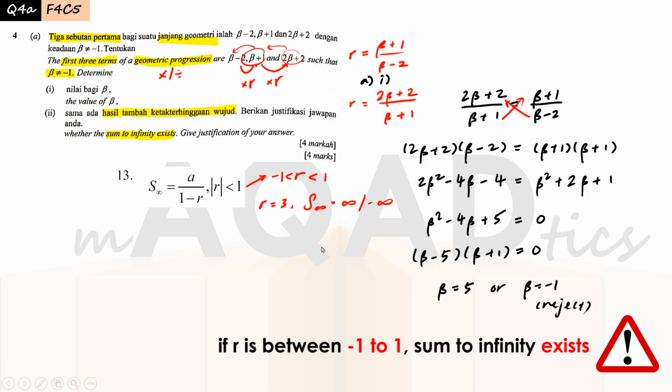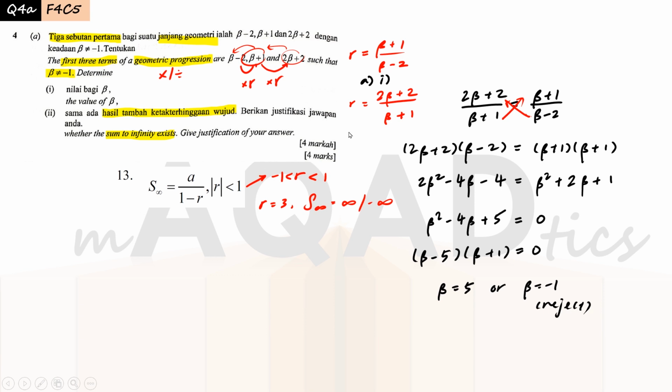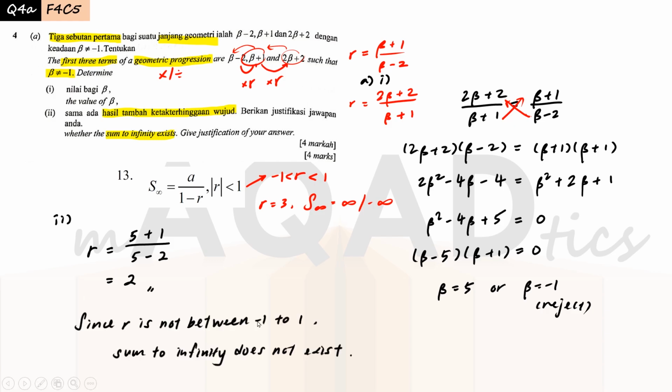Alright, so now what we need to do is calculate the value of R to see whether it satisfies this condition. To find the value of R, very simple, we can use either one of the equations here. Let's say we choose this one, sub the value of beta to find R. It's 2, so it has failed to satisfy this condition. So here we can write a small conclusion. We can say that since R is not between -1 and 1, the sum to infinity does not exist.